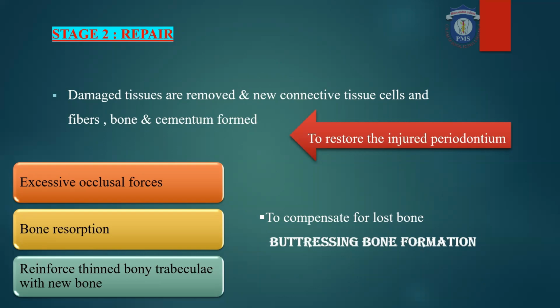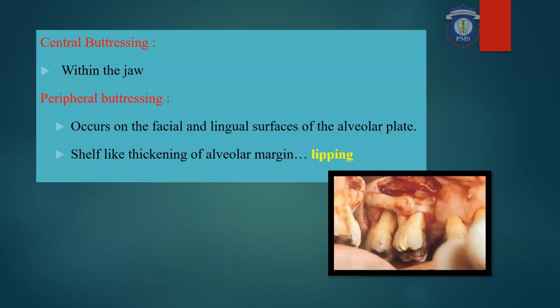If there are excessive occlusal forces, you know that there will be bone resorption in the injury stage. To compensate for that bone loss, there will be bone formation. In order to compensate for that lost bone, there is an attempt to reinforce or restore the injured periodontium. That type of bone formation is known as buttressing bone formation. So that is seen in repair stage, stage 2, buttressing bone formation.